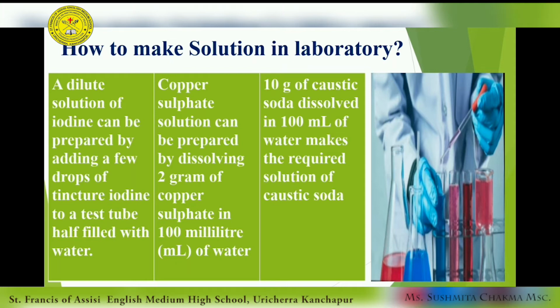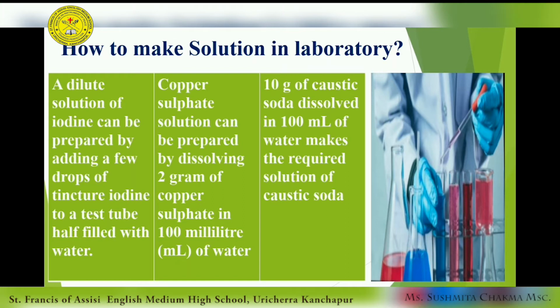Now copper sulfate solution. How to prepare copper sulfate solution? 2 gram of copper sulfate will be taken in a test tube. Then we'll add 100 milliliter of water. So this is how we can prepare our copper sulfate solution. Now how to prepare caustic soda? We'll take 10 gram of caustic soda and dissolve it in 100 ml of water. So this is how we prepare caustic soda solution.